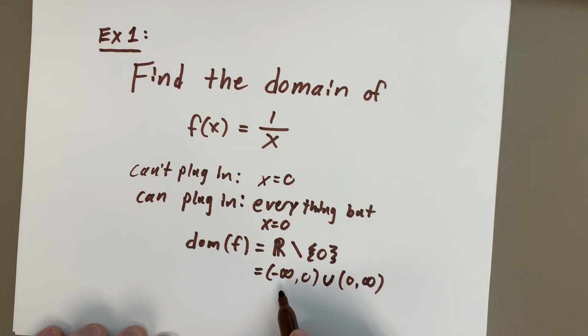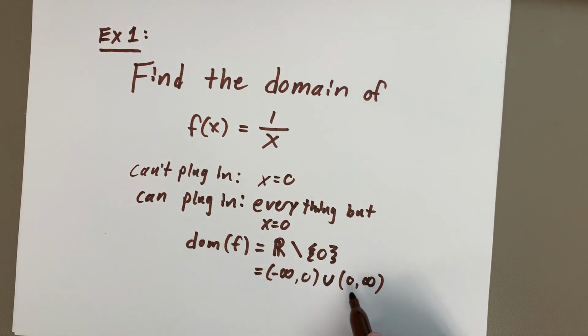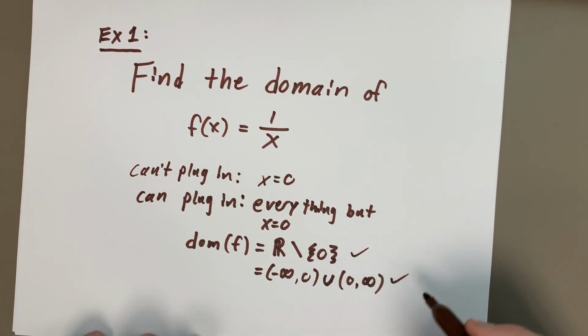So we go from minus infinity all the way up until 0, stop, and then start again at 0, but not including 0, and then going to infinity. Okay, so the domain is either one of these guys. And that's how you find the domain of 1 over x.